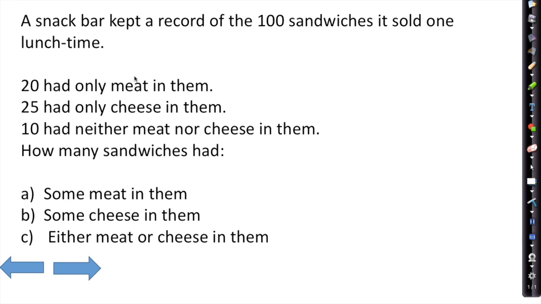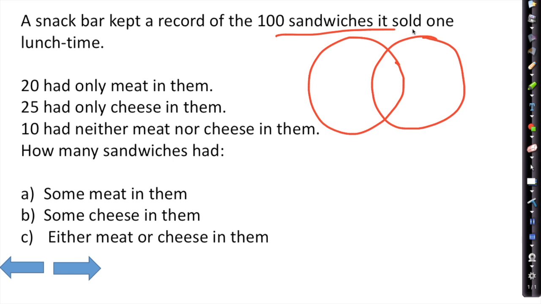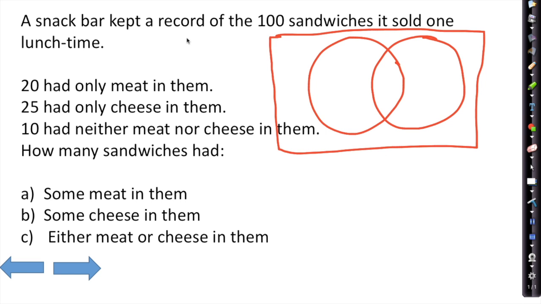Final problem now, and a snack bar kept a record of 100 sandwiches sold one lunchtime. 20 had only meat in them, 25 had only cheese in them, 10 had neither meat nor cheese in them. How many sandwiches had meat and cheese, any combination? Hopefully by now we can actually sketch our Venn diagram. And let's start filling in.